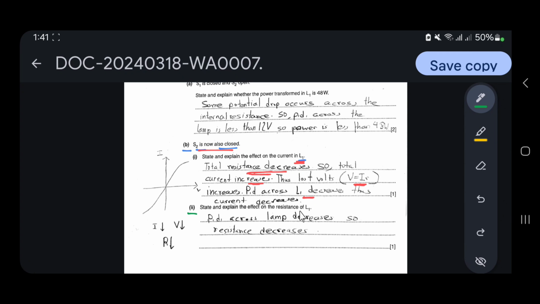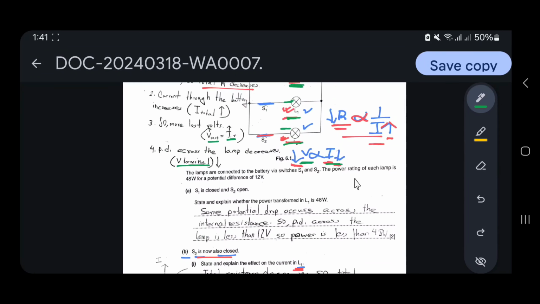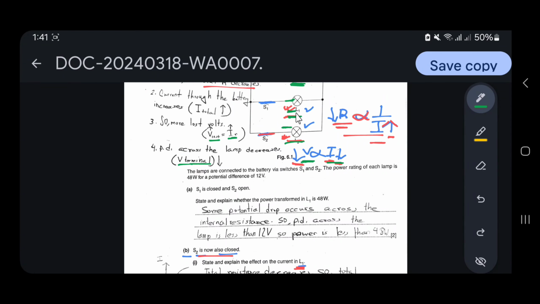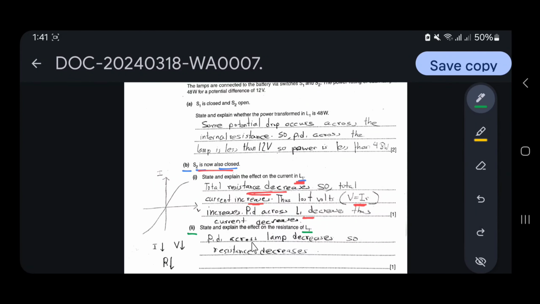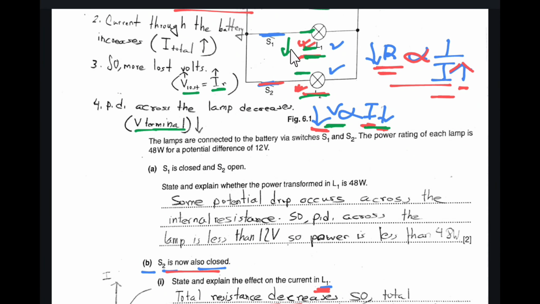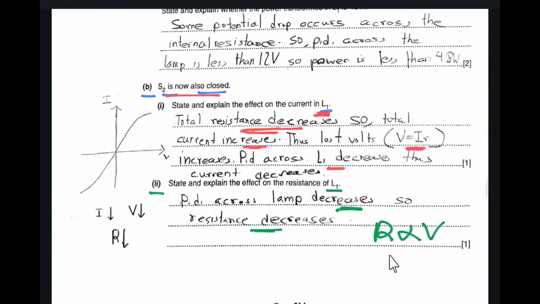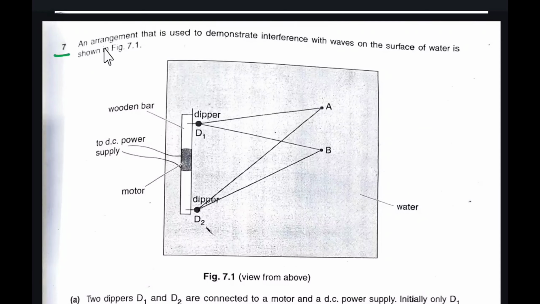State and explain the effect on the resistance of L1. So what happens to the resistance? This is L1, and as the potential difference across L1 decreases, and resistance is directly proportional to potential difference, so as the potential difference decreases, the resistance also decreases. You can see that the potential difference decreases across L1, therefore resistance also decreases.